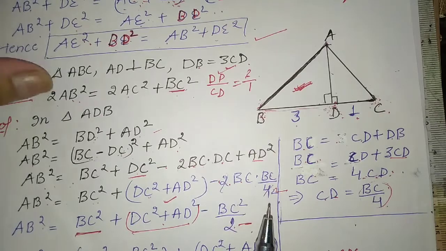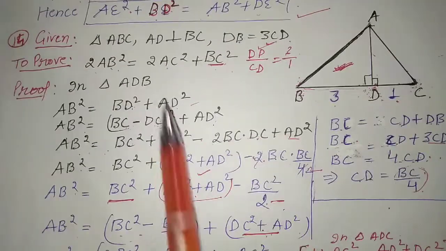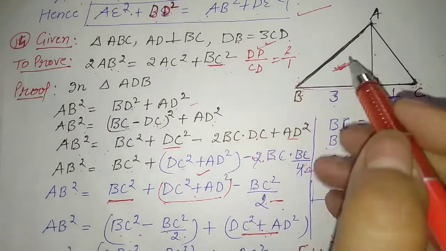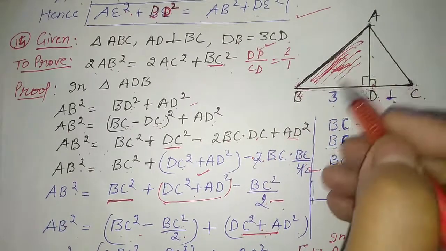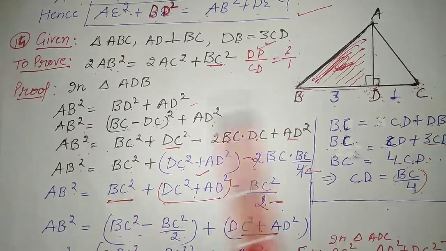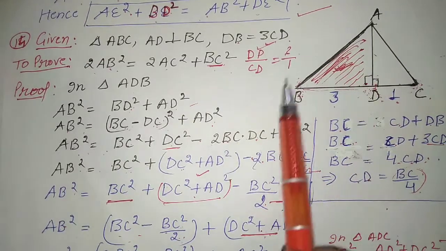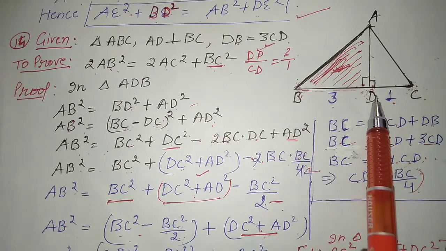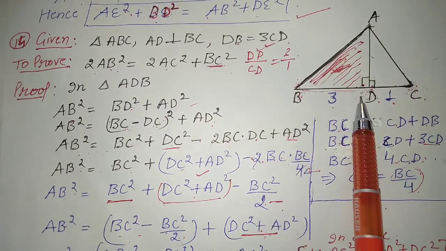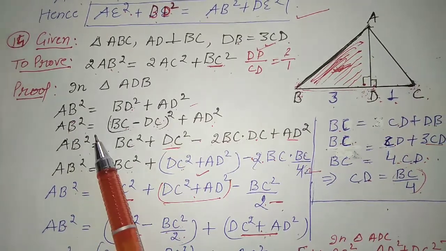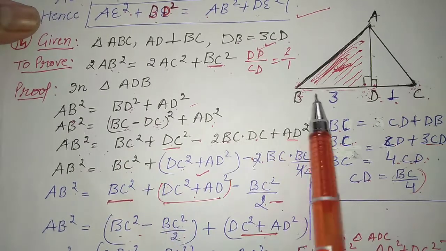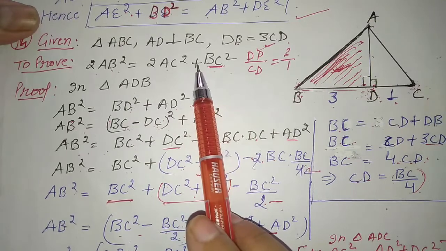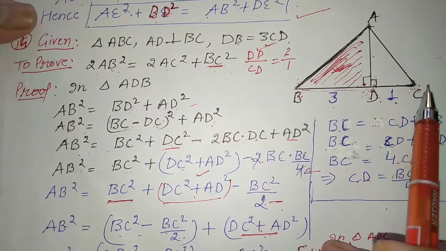So what we are going to choose here, we are getting here triangle ADB. In triangle ADB, this triangle, this one, ADB. So here we will apply, because this is 90, so we'll apply the Pythagoras theorem. AB square is equals to BD square plus AD square. Okay, so AB square is equals to BD. BD is not here in what we want to prove. So we will convert this into BC.